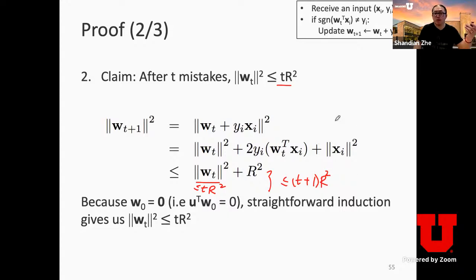So now I'm showing that if after T mistakes this inequality holds, then after T plus 1 mistakes, the similar inequality holds as well. And again, we need to verify that this inequality is correct at the very first step, where T equals 0. The left-hand side is 0, and the right-hand side is 0 as well because T is 0. So now we have proved the second inequality.